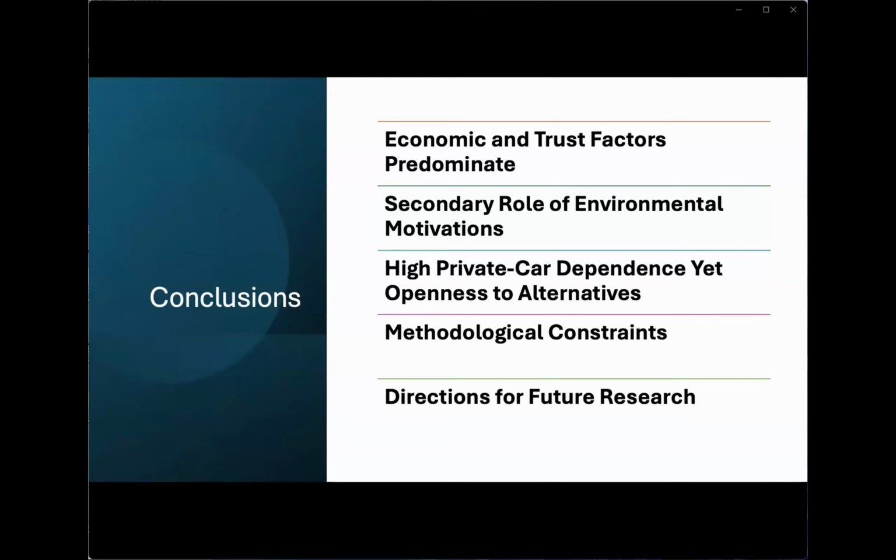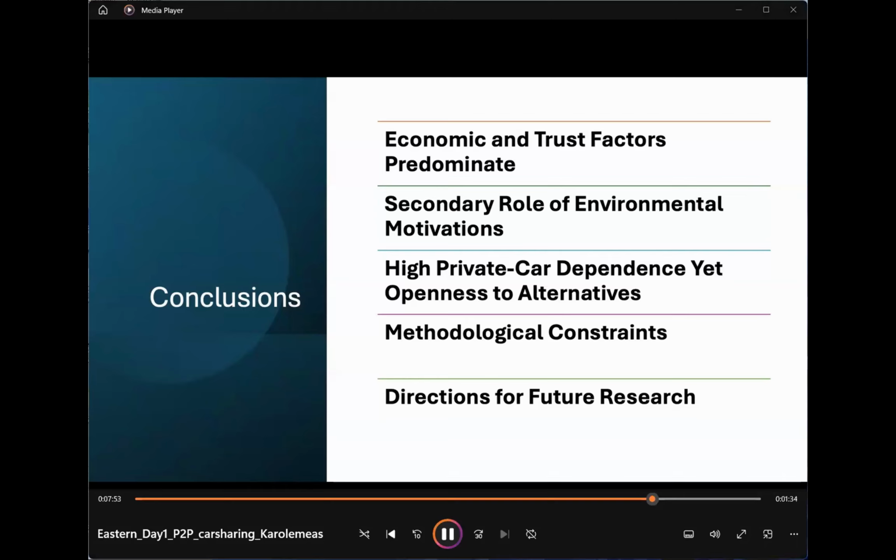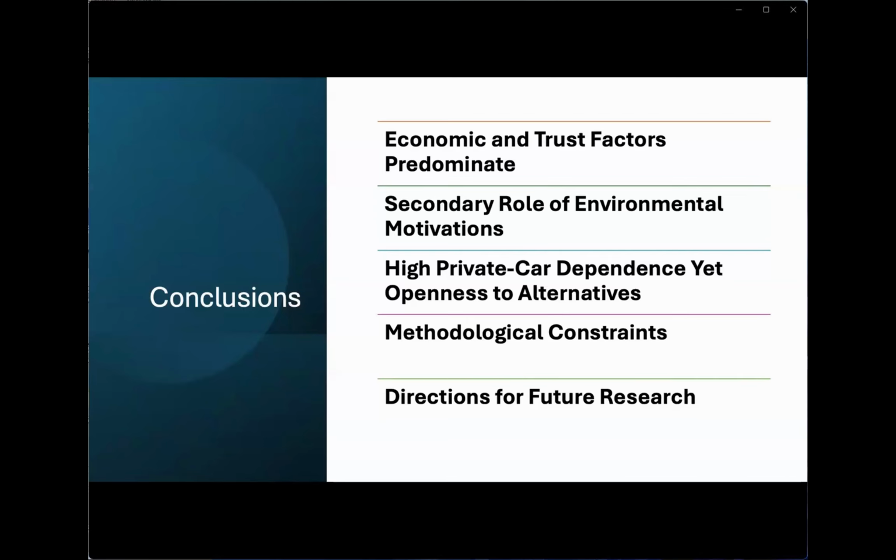Despite Greece's pervasive reliance on privately owned cars, with ownership rates exceeding 90% and personal vehicles constituting the dominant mode for daily trips, a substantial subset of urban residents indicate conditional openness to peer-to-peer car sharing. However, this openness hinges on the provision of full insurance coverage, transparent liability arrangements, streamlined booking processes, and robust mechanisms to build trust between strangers.